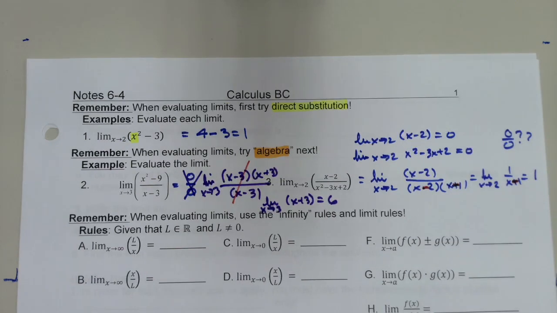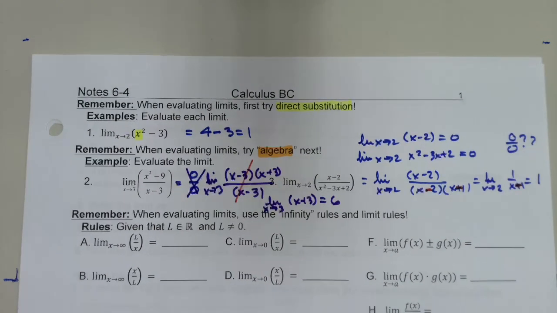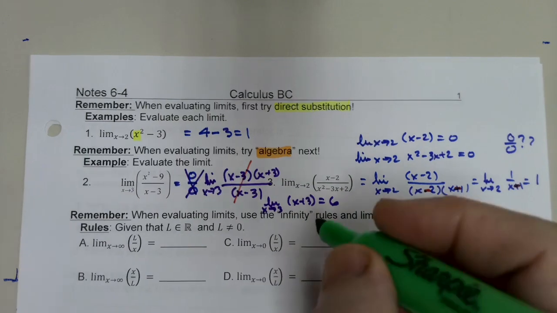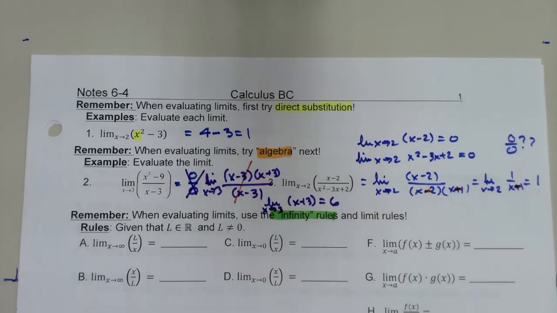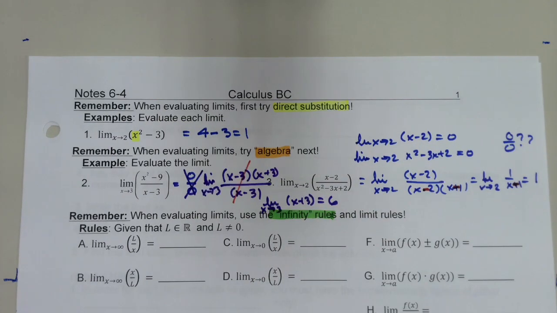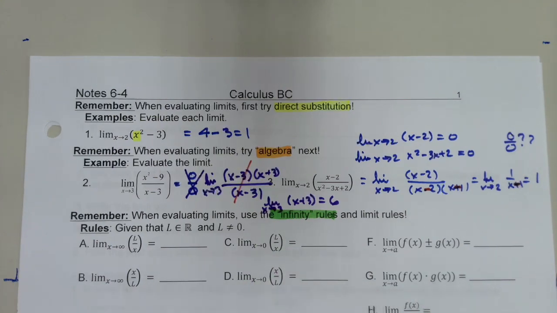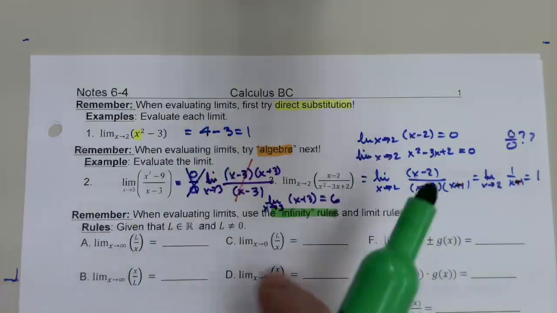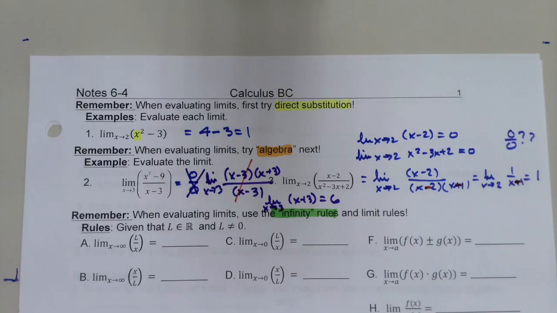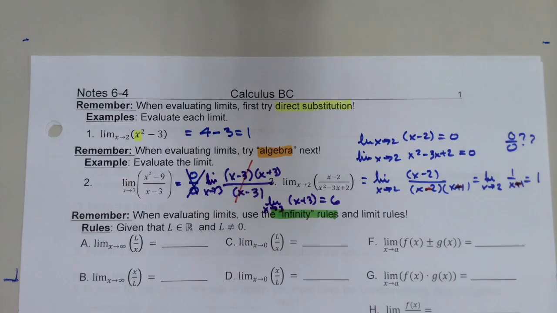Okay. Next, when we evaluate our limits, we also want to consider what we refer to as our infinity rules. As we look at these rational functions in each one of these examples here, A, B, C, and D, we know there's a relationship between the numerator and the denominator that will give us a specific amount anytime we evaluate these.